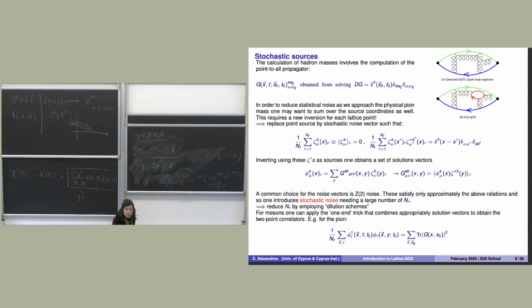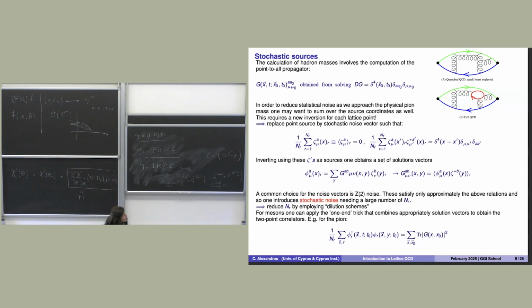So how do I do it? Well, what I do is solve this linear equation here. This is the Dirac operator acting on its inverse, which should give me a delta function, correct? So if I put a delta function here and solve this equation, which I always apply and is very easy, then I can find its inverse. So this is what we do on the lattice.